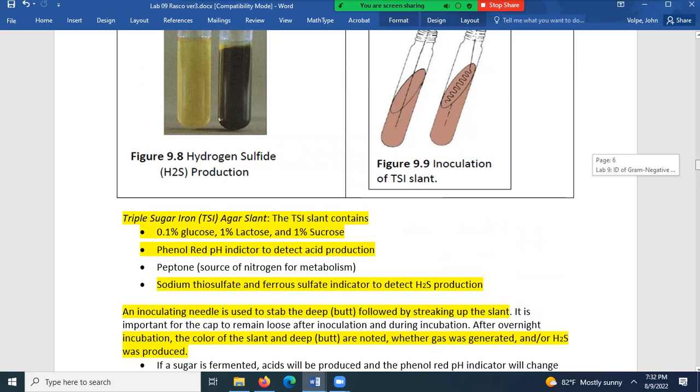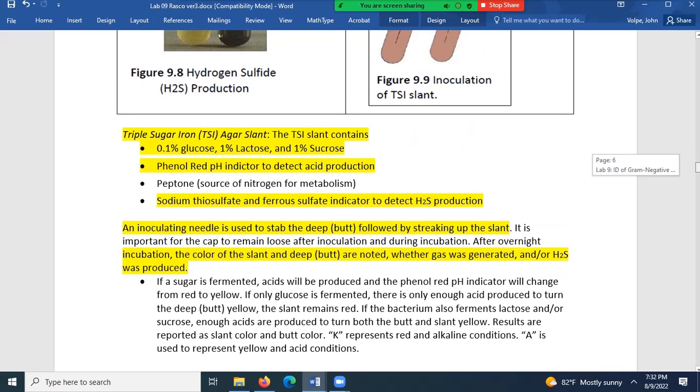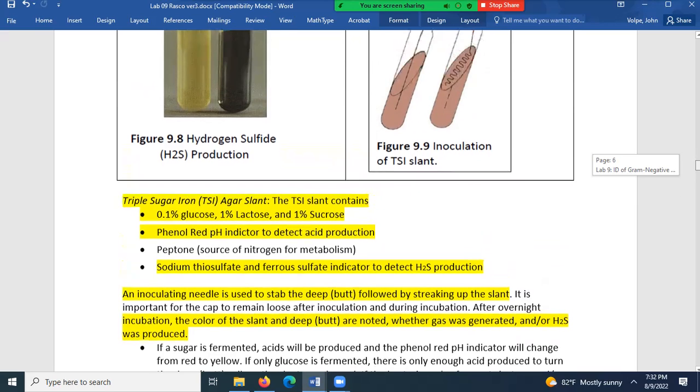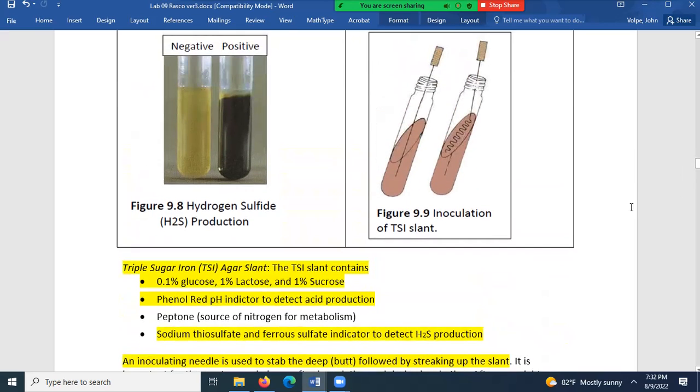We're going to also talk about the TSI or triple sugar iron slant. This tube has three different sugars in it: glucose, lactose, and sucrose. The sucrose and lactose are 1% sugar. The glucose is much less though. It has 1/10 the sugar of lactose and sucrose, or 0.1%.